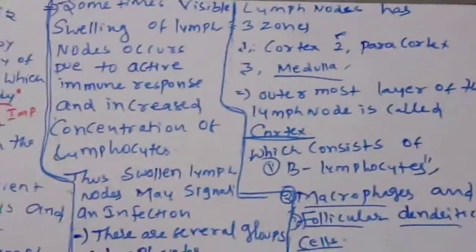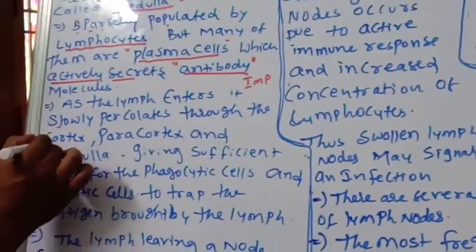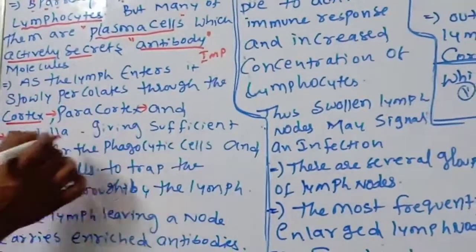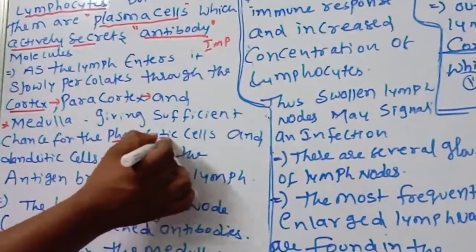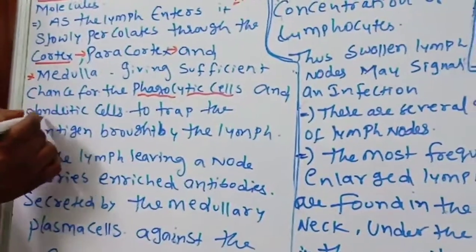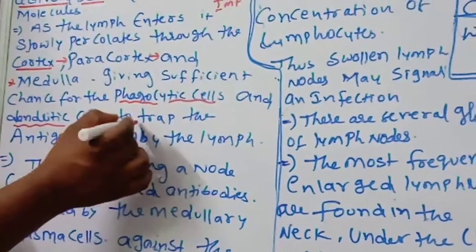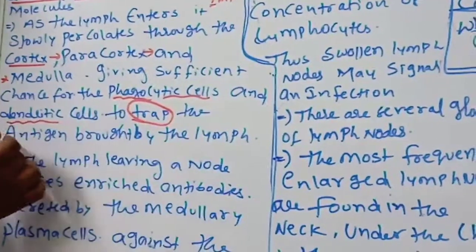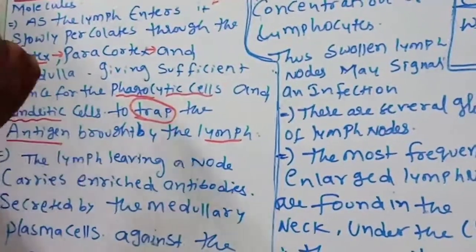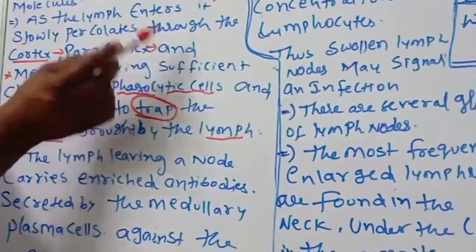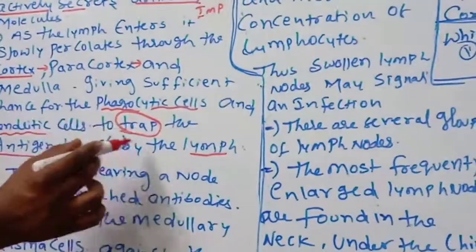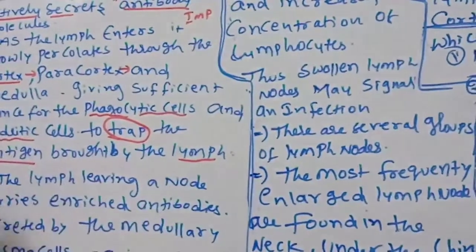As the lymph enters, it slowly percolates through the cortex, then paracortex, then medulla, giving sufficient chance for the phagocytic cells and dendritic cells to trap the antigen brought by the lymph. While crossing the cortex, paracortex and medulla, there is so much time for these cells to trap the antigen brought by the lymph.